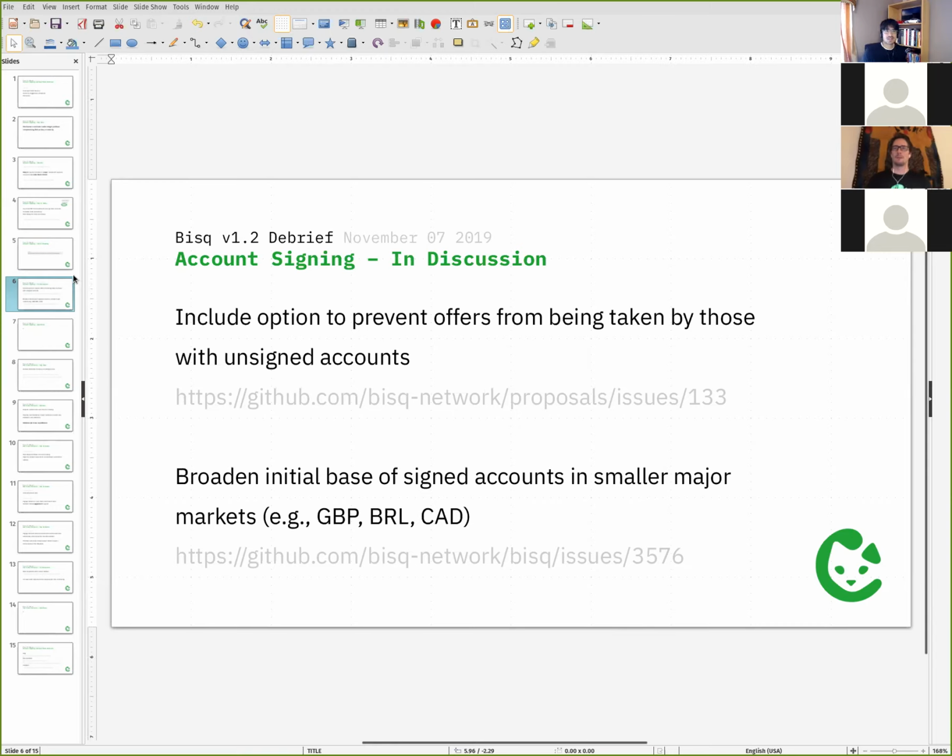I would just encourage everybody to look at the list and the documentation of all the payment methods and whether or not they're considered to be risky by Bisq, because there could be some payment methods that you would prefer that you don't actually have to be signed for. So it's just good to be aware.